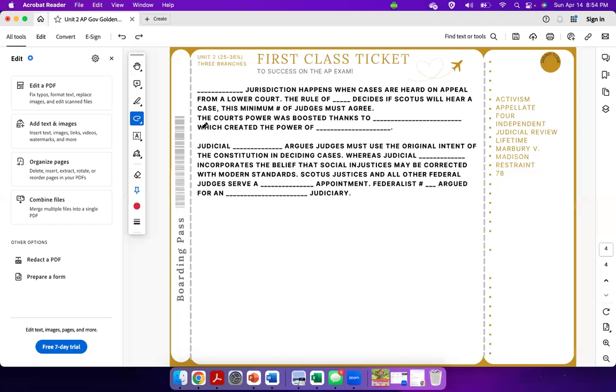The Supreme Court's power was boosted thanks to which of these cases? There's only one. Marbury v. Madison. Yeah, Marbury v. Madison. That's the most important one. And Marbury versus Madison created the power of judicial review. You make me proud.